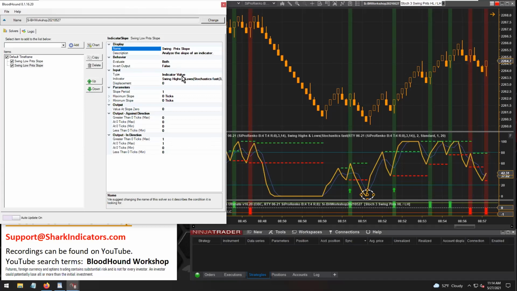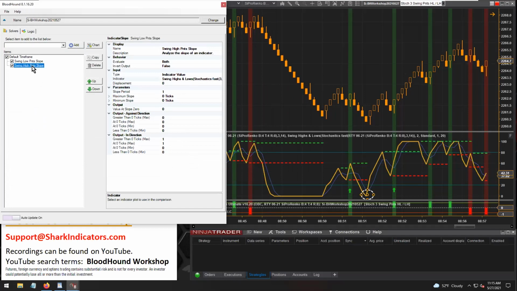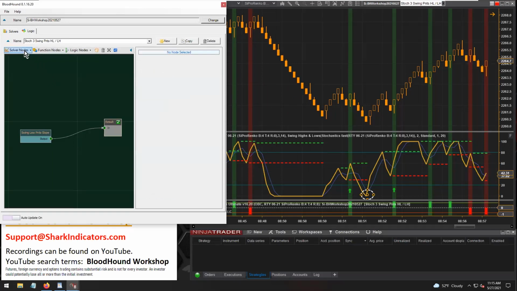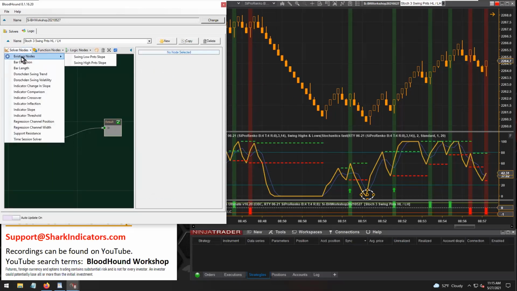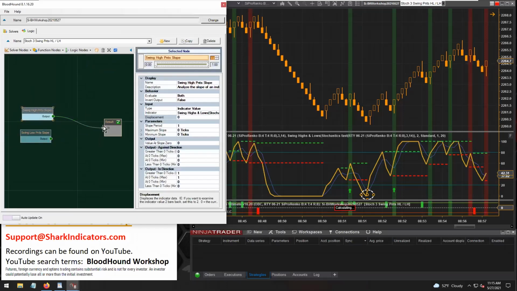I'm going to adjust one of these to be using the swing high plot. So we just need to open up the indicator and select the swing high plot, like so. Okay, there we go. So we have our two slope solvers now. And if we go to existing nodes, there's that swing high slope solver that we just made. Put that on here. Connect that in.